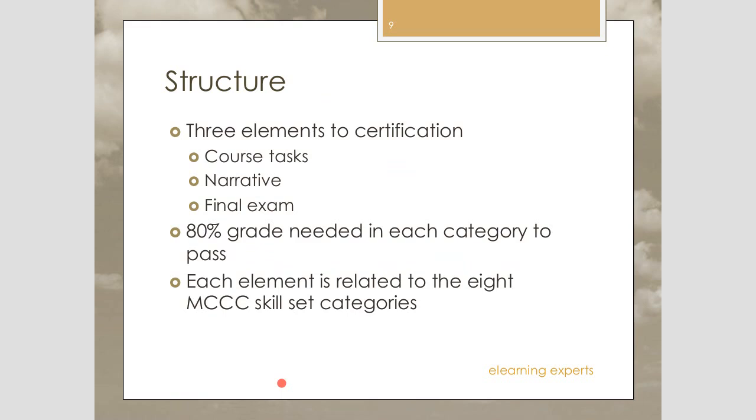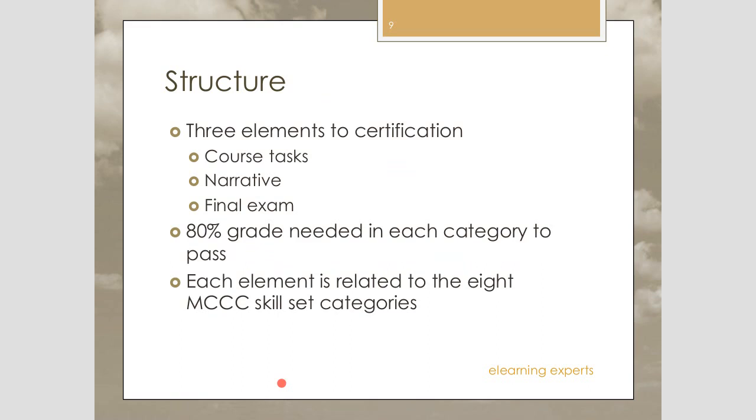So there's 3 elements to the certification. There's a course task that you have to complete. There's a narrative, which is the reflective piece. There's approximately 40 to 50 questions that you have to reflect on how you use Moodle. The skill sets, as I said, there's around 400 of them that are assessed in all 3 of these. So the final exam, the narratives, and the course task are all assessed within that process. You need 80% in each of those categories to earn the certification.